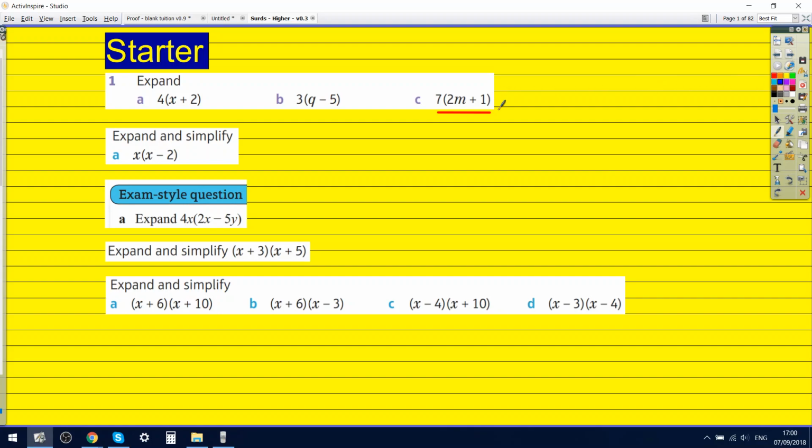That's just fine. Okay, so, starter, let's try 1C. What would that be? Maybe 14m at 7. Well done. How about this one, A? x squared minus 2x. How about the next one? It would be 8x squared minus 20xy. Well done.